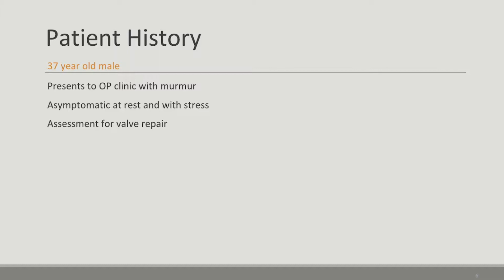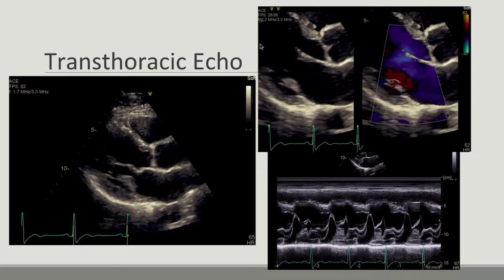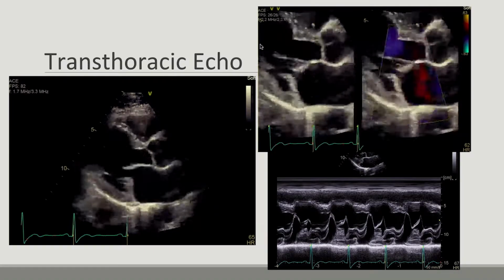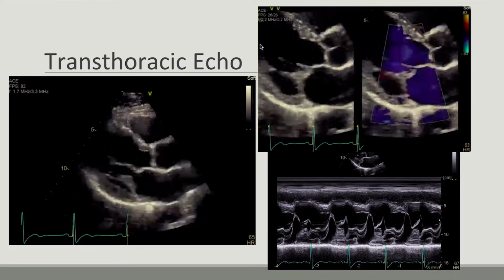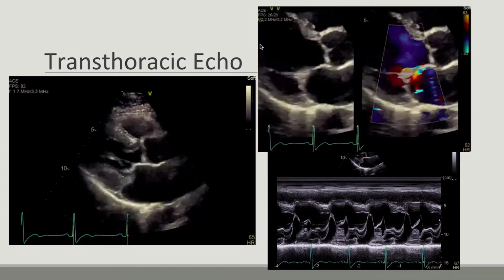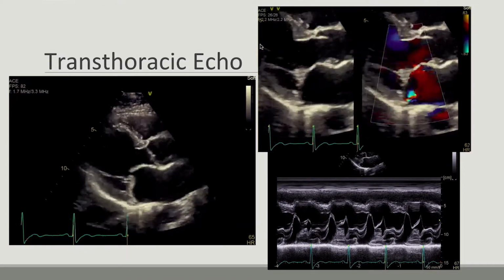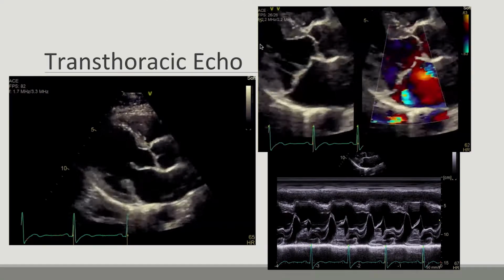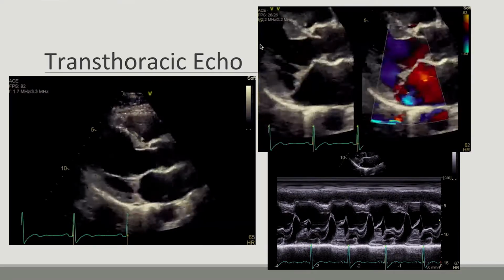Now we'll go through two cases to use what we've learned to assess the MR. Our first patient is a 37-year-old male who presents with a murmur and no symptoms. On the first image, we can see the mitral valve does not look normal. When we put the color on, we see there is at least some mitral regurgitation. We need to assess further to see if there is more than mild MR.